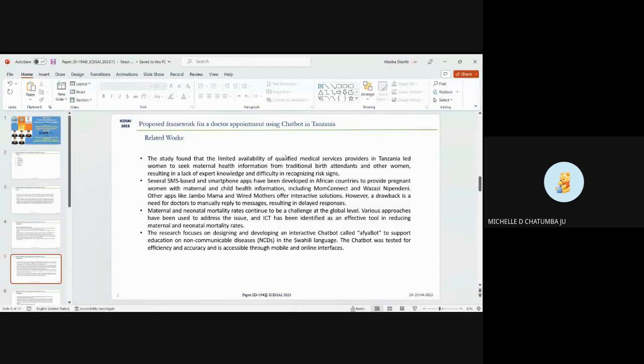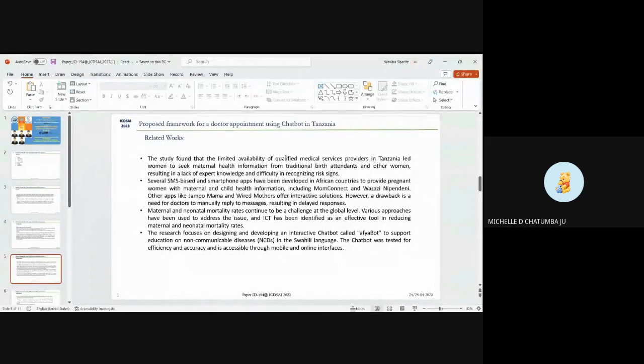Maternal and neonatal mortality rates continue to be challenges at the global level. Various approaches have been used to address these issues, and ICT has been identified as an effective tool to reduce maternal and infant mortality rates. Many studies and several projects have shown the potential of ICT in delivering quality healthcare services.